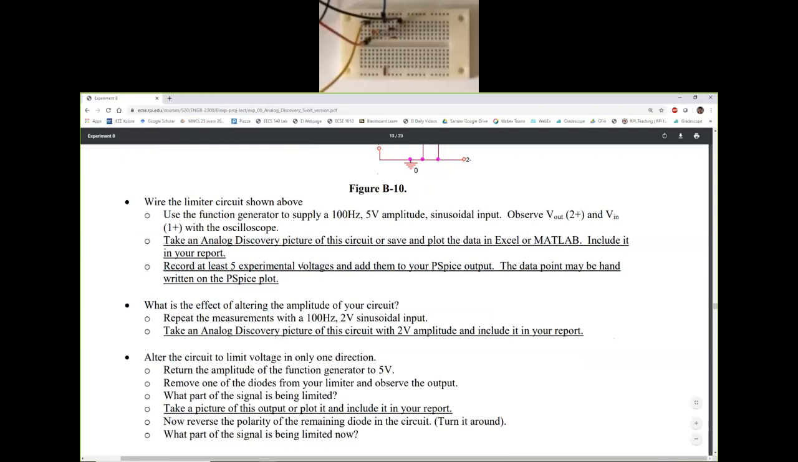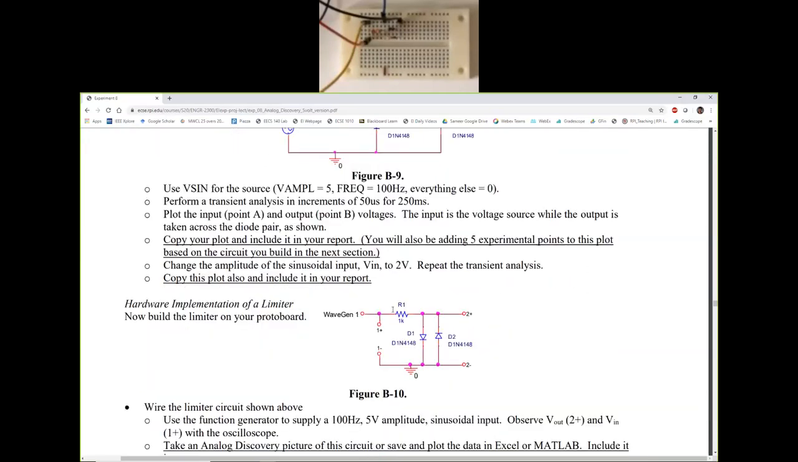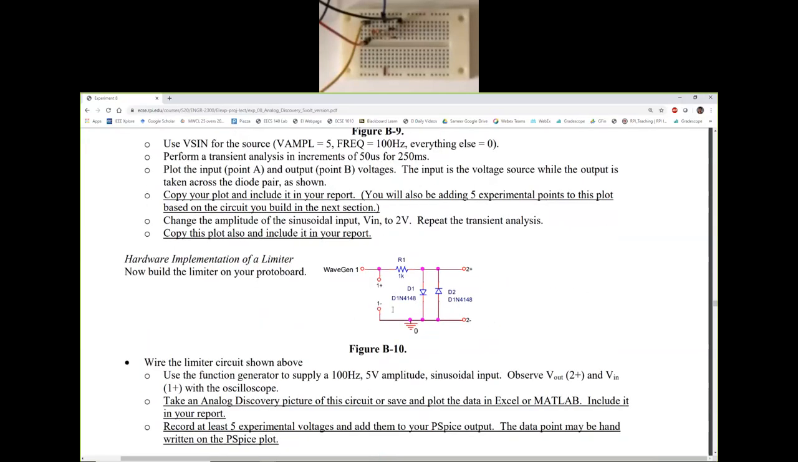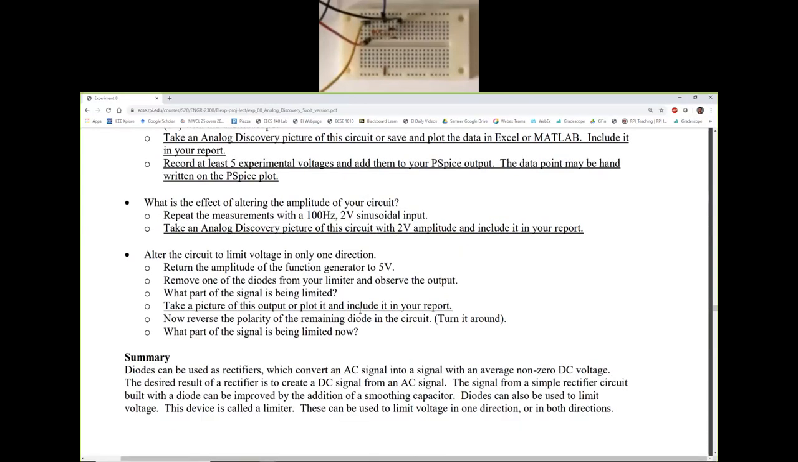Record at least 5 experimental voltages and add them to your PSpice output. So the PSpice output will be obtained when you go through the figure B-9, and on that result window or on that result plot, you will take 5 data points from the experimental data and then you will put it over there. I'm going to give you guys the points, use them in your PSpice plots.